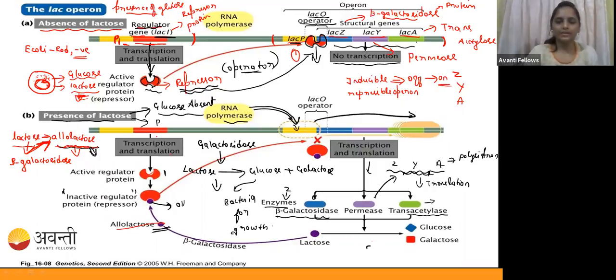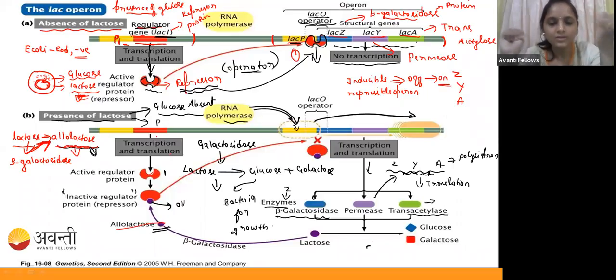So this is about the lac operon, guys. Here you have to remember that the first one is allolactose. The allolactose is the inducer of the lac operon. Whenever lactose is present, this allolactose is going to bind to the repressor, and so now the repressor is not going to inhibit the transcription. The RNA polymerase is going to transcribe.